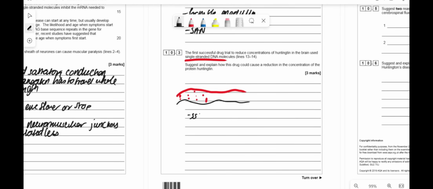So the single-stranded DNA is complementary to the mRNA for huntingtin. You obviously write in full. I'm writing it in short because I'm keeping track of time.